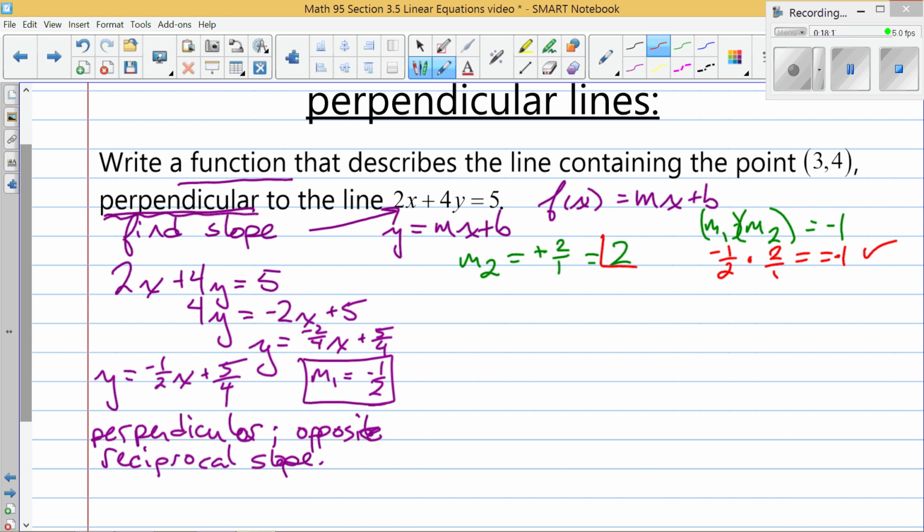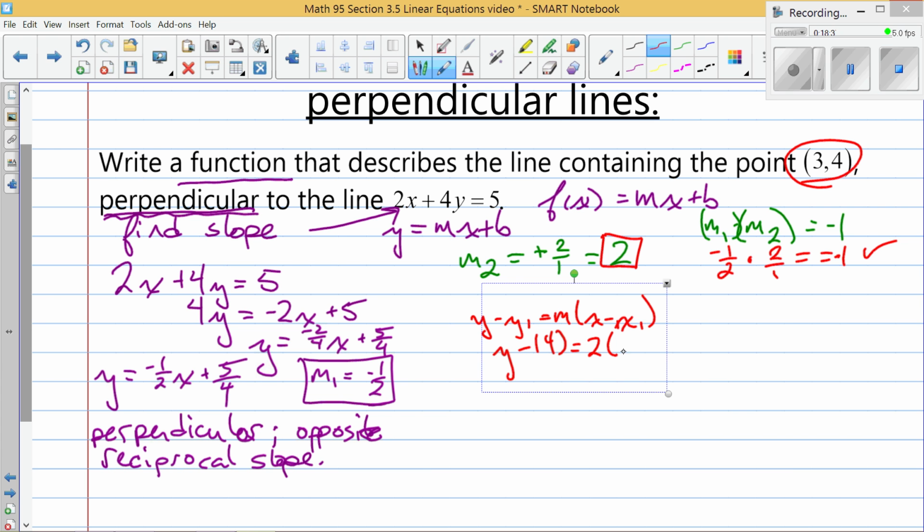So now that I have my slope, and I have a point, I'm going to use point-slope form. y minus y1 equals m times x minus x1. So that'll be y minus 4 equals 2 times x minus 3. y minus 4 equals 2x minus 6. y equals 2x, add 4 to both sides, minus 2.